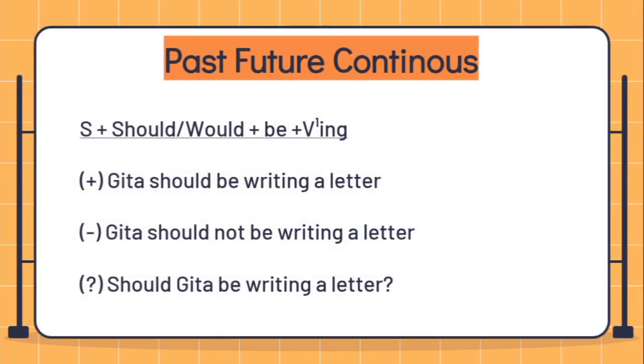Past future continuous. Gita should be writing a letter. Gita should not be writing a letter. Should Gita be writing a letter?